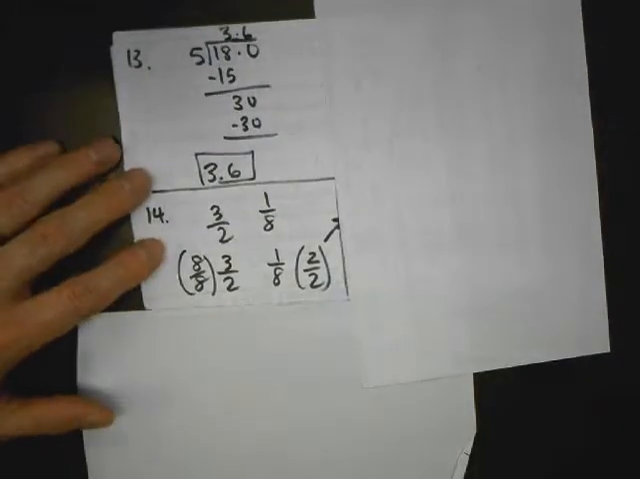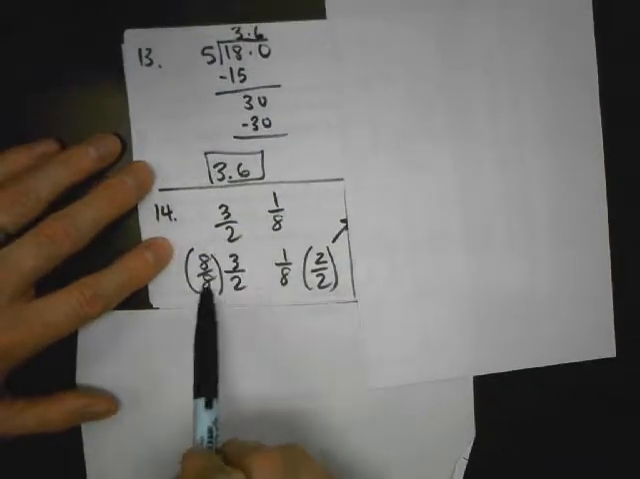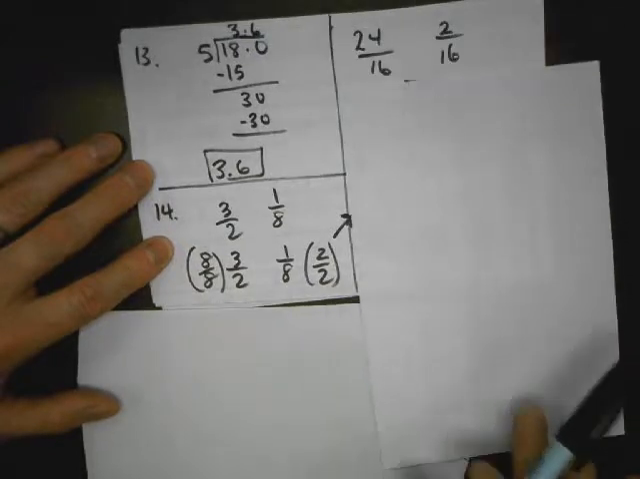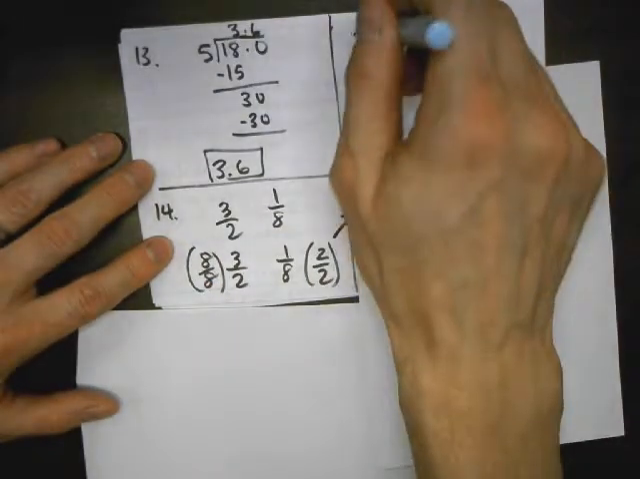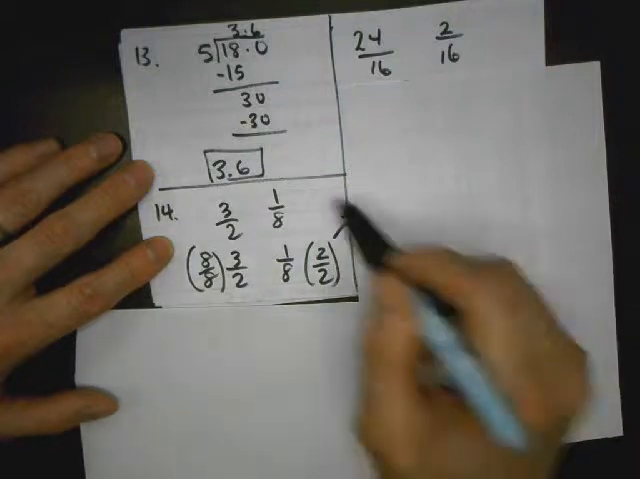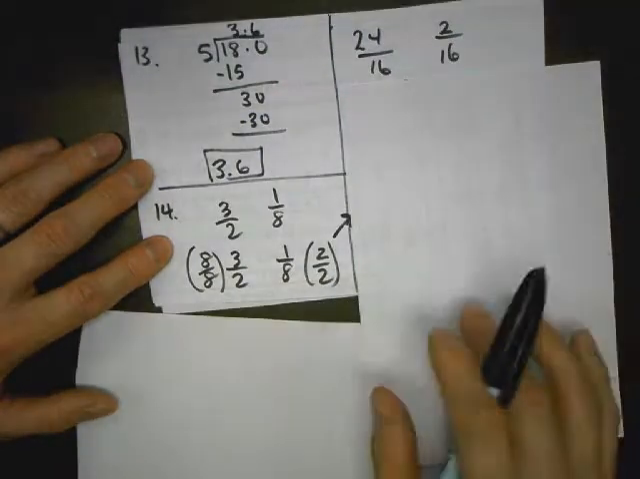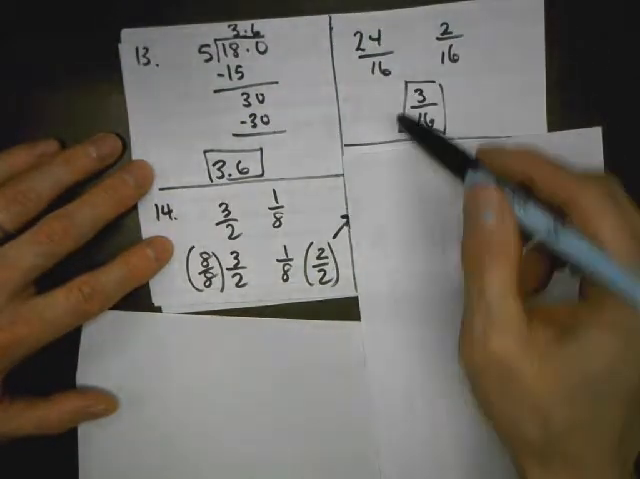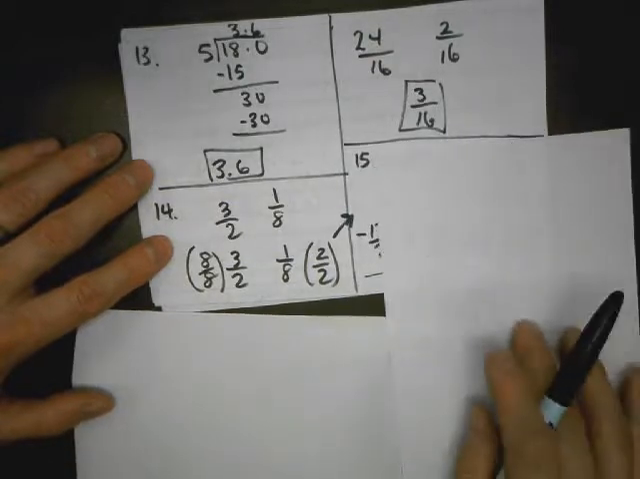Well, I want to get a common denominator, so I can take this 8 and multiply it, this 2, multiply it. I rewrite those two fractions. 3 halves is 24 over 16. 1/8 is 2/16. Which of those fractions did they give us is in between? The only one that's in between is 3/16.